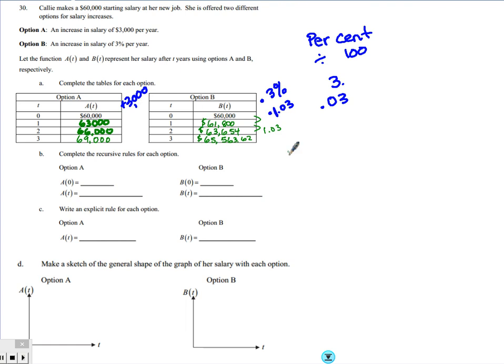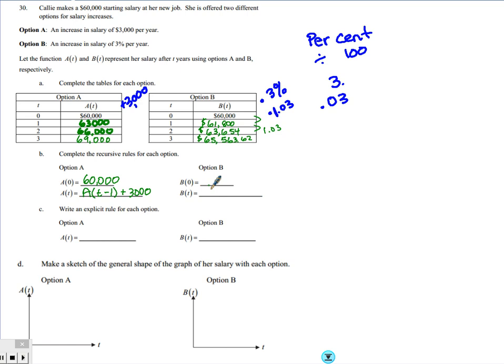All right, so we need to complete the recursive rule for each of the options. And I think you guys were really good at this. This is saying we start with how much? We started with 60,000, and each time we took the previous term, and in this case we're talking about a of t, so to say the term right before it, we would say a of t minus 1. So the term right before it, and then what did we do each time? Well, we added 3,000. So that would be the recursive rule.